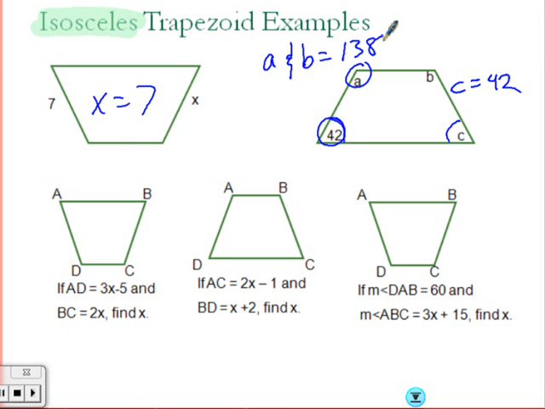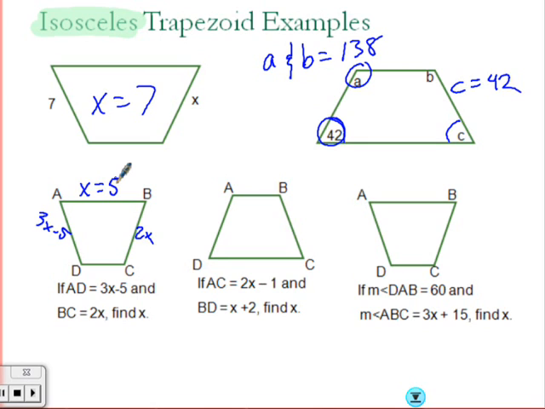All right, let's take a look at the problems on the bottom. Get a little bit more complicated with some algebra now. If AD is 3x minus 5, I'm a big fan of labeling, and BC is 2x, find x. It's isosceles, so we set them equal to each other, and we get x equals 5.